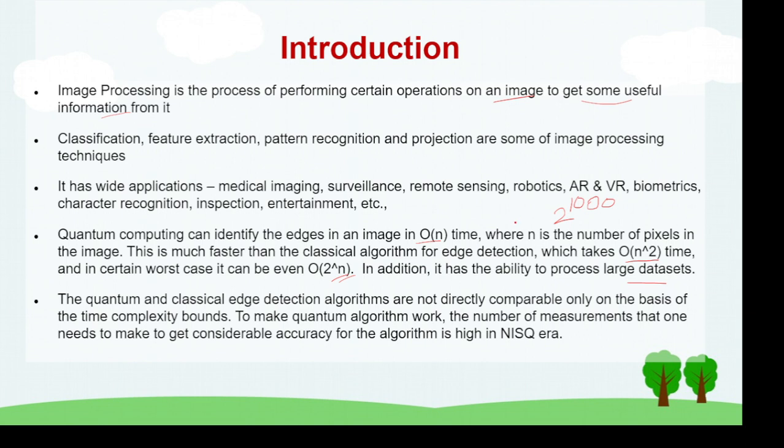But you can't really compare. The quantum and classical edge detection algorithms are not directly comparable only on the basis of the time complexity bounds we saw just now. It's because to make the quantum algorithm work, the number of measurements one has to do to get considerable accuracy is very high in NISQ. So what is NISQ? It is what we have today, correct? We have noisy quantum computers, so we cannot really do a large computation.